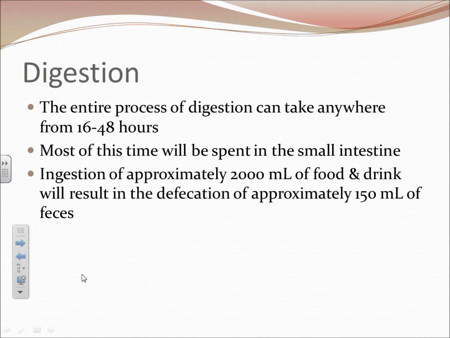Okay, so this whole process from chewing to pooping takes about 16 to 48 hours. Most of the time, the food spends in the small intestines because that's where the food is being broken down by the pancreatic enzymes, where the fat's being emulsified by the bile and being absorbed into the bloodstream. If you think about it, we ingest about 2,000 milliliters of food a day, and we only poop out, defecate, 150. That's amazing. So the remaining 1,850 milliliters of stuff is absorbed into our bloodstream, into our body, where we utilize it for all sorts of various metabolic processes.